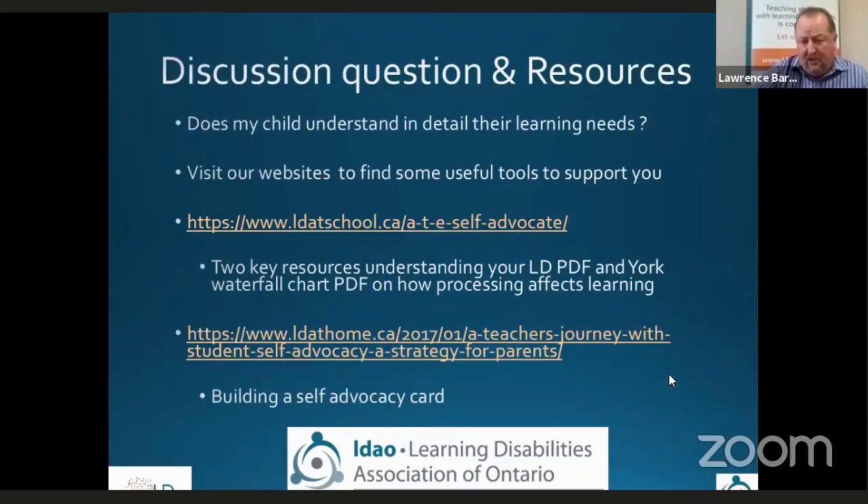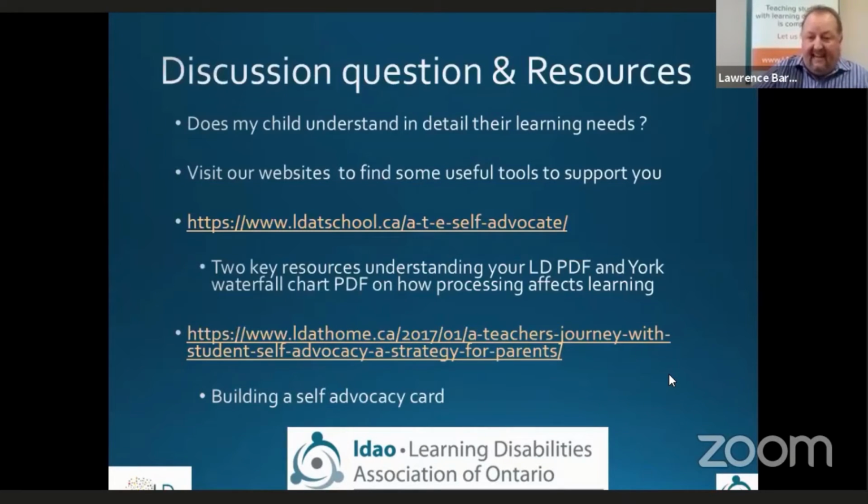The York Waterfall chart, which was developed by the York Regional School Board, to give it its full title, talks a lot about learning disabilities and their impact on learning. It's a teacher-driven tool. It's designed to let teachers understand it, but it will certainly help a parent understand how processing works. And there's also a resource there around understanding your LD and the impact it has.